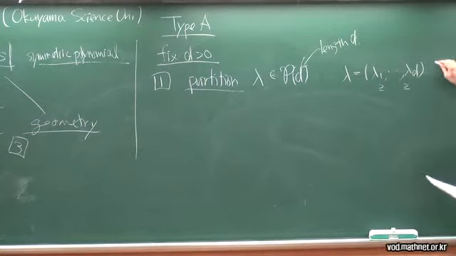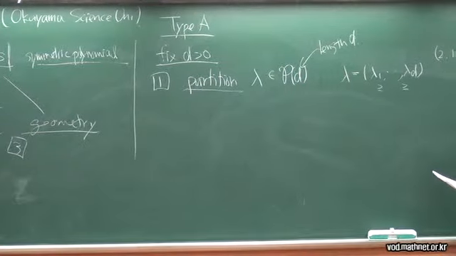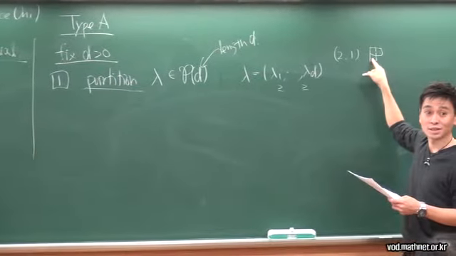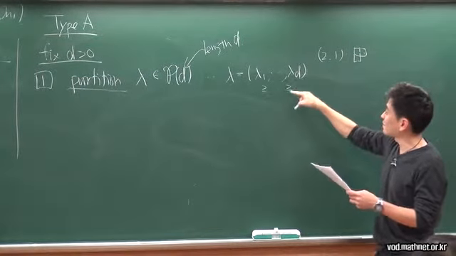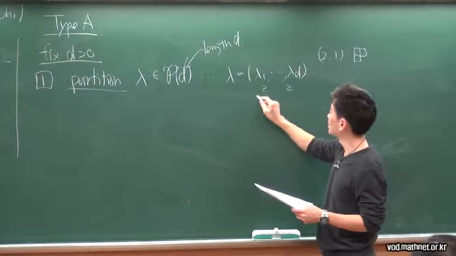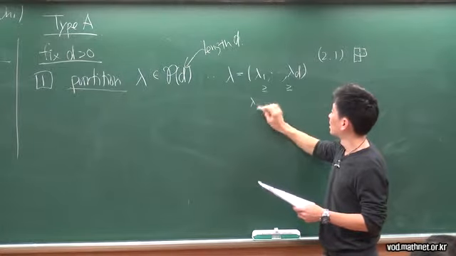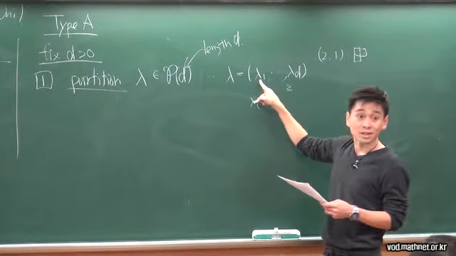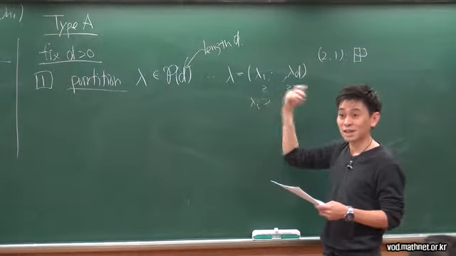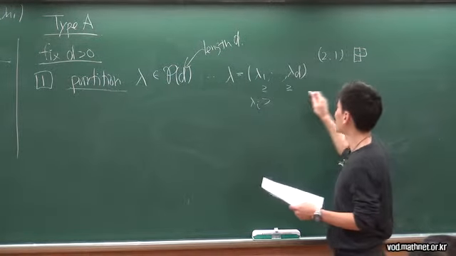So lambda is lambda 1 through lambda d, and it's weakly decreasing. Usually we write it as a Young diagram. For example, you look at (2, 1), so that will be two boxes in the first row and then one box in the second row. I didn't fix any restriction on the number of boxes in each row, so it could be as large as you like.